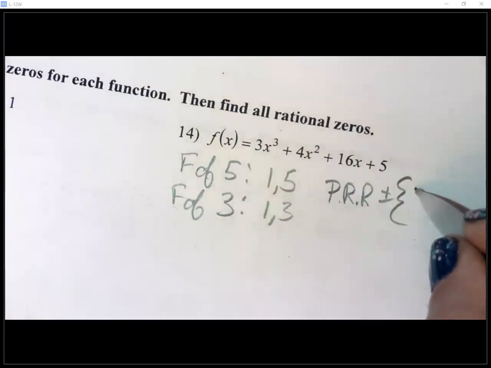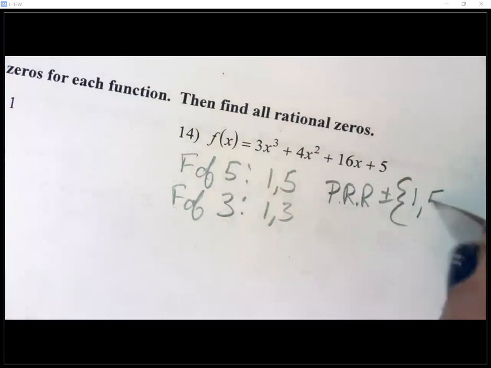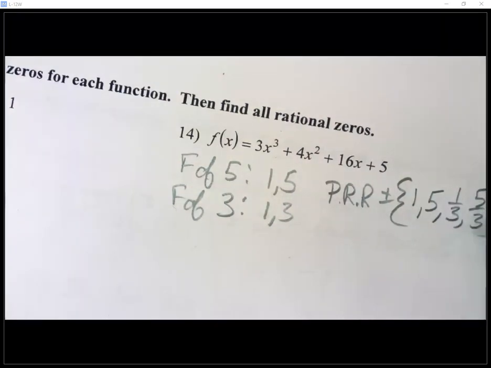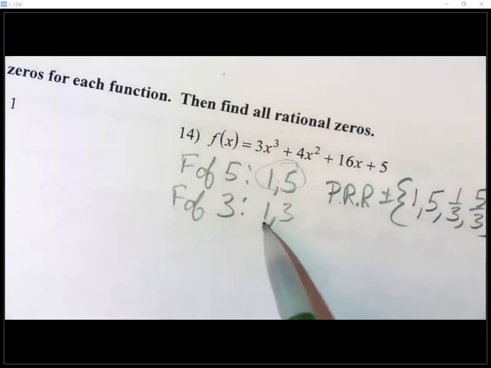1 and 5. That's it. Does everybody agree? And you see where those came from? I took 1 and 5, divide them by 1, and then 1 and 5, divide them by 3. And there they are. Now we're ready to go. They didn't give me one to start off with.